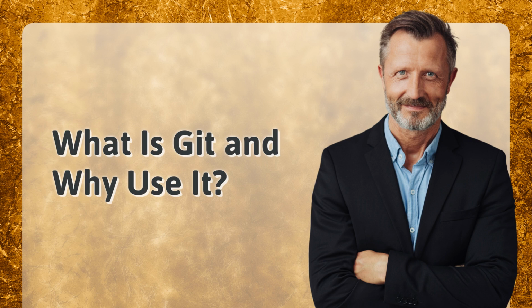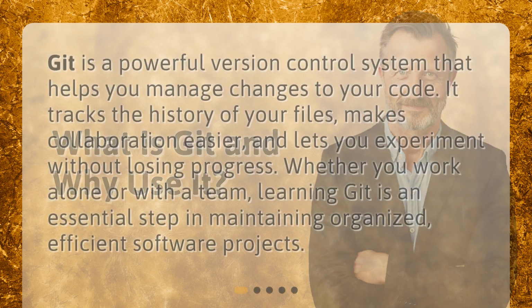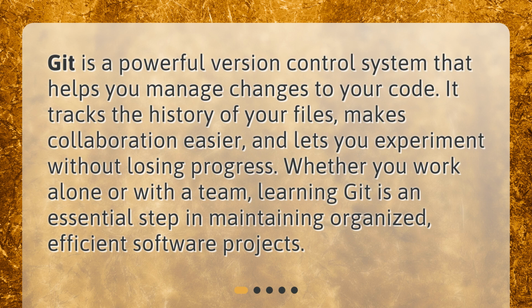What is Git and why use it? Git is a powerful version control system that helps you manage changes to your code. It tracks the history of your files, makes collaboration easier, and lets you experiment without losing progress. Whether you work alone or with a team, learning Git is an essential step in maintaining organized, efficient software projects.